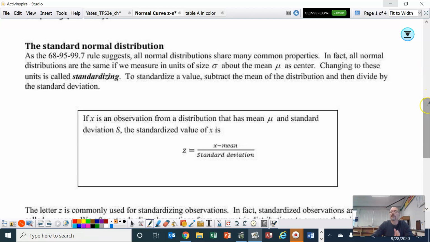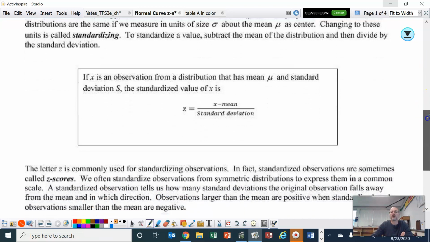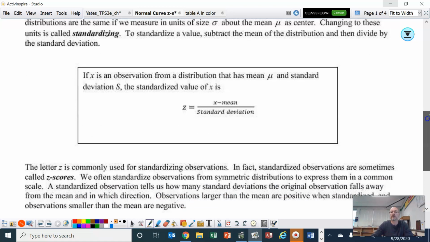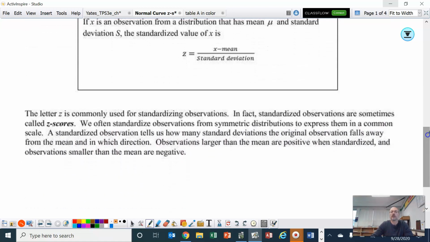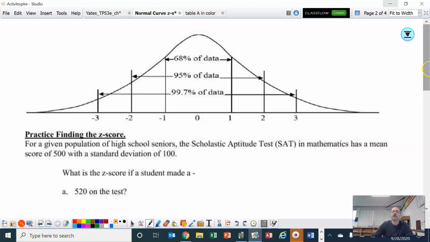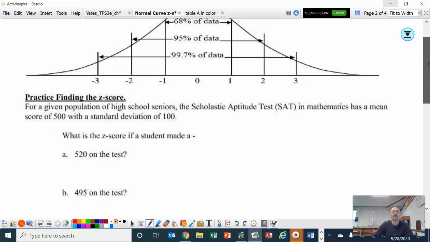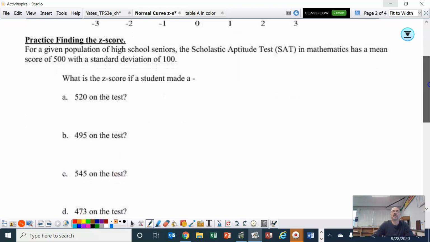I've already talked about this. There's our z equals x minus the mean divided by the standard deviation, and I don't need to read that. So let's look at our first example. We're just going to practice finding the z-score.